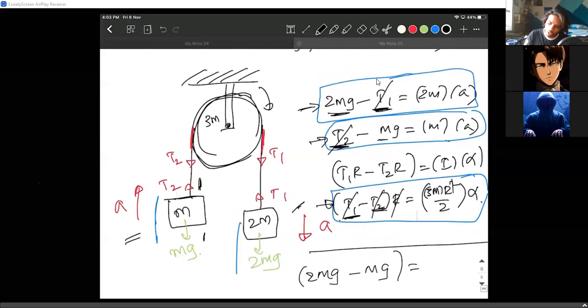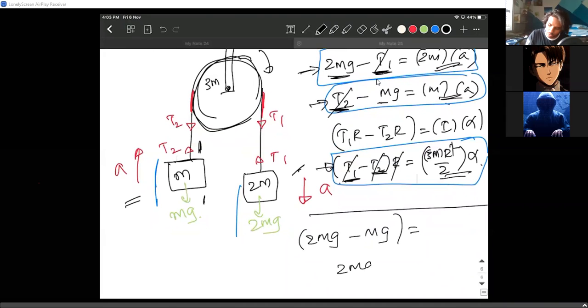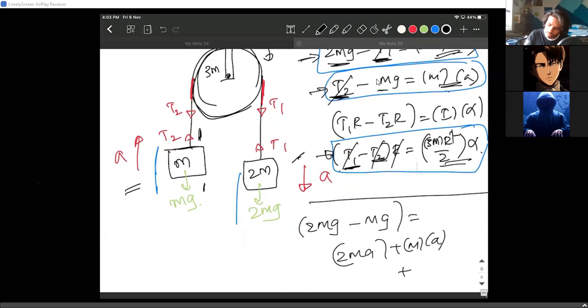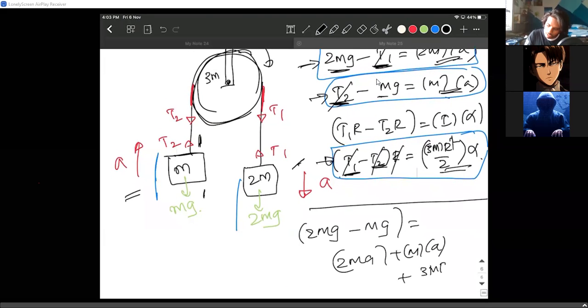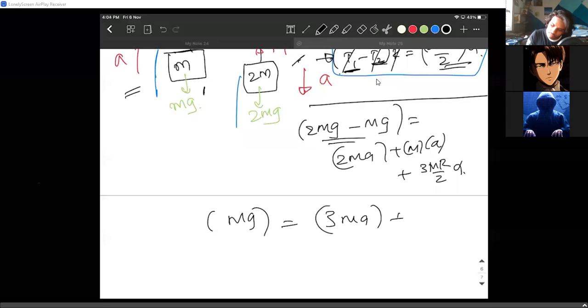On the other side, what do we have? All I have is only positive terms. So I'm going to add all the terms on the other side: 2ma plus ma plus 3mr by 2 into alpha. I'm going to discuss more problems, don't worry, okay? So 2mg minus mg equals 3ma plus 3mr alpha by 2.